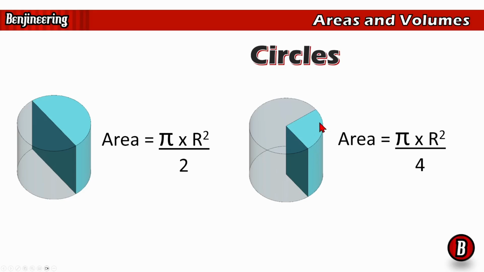You just calculate it like it's a full circle and then ask yourself, what chunk of that do I actually want? Am I interested in half of it, or am I interested in a quarter of it? If it was a very, very thin sliver, then you would multiply by 0.1 or something, rather than dividing by a number. But we won't go into that here.